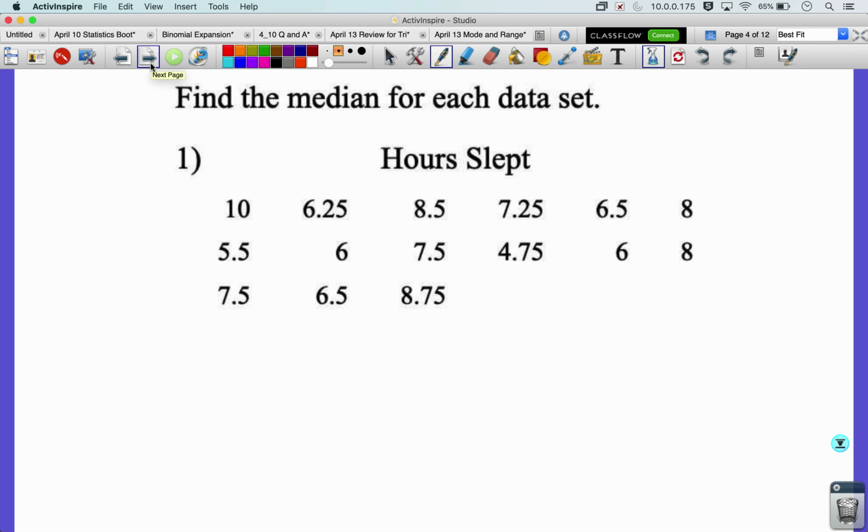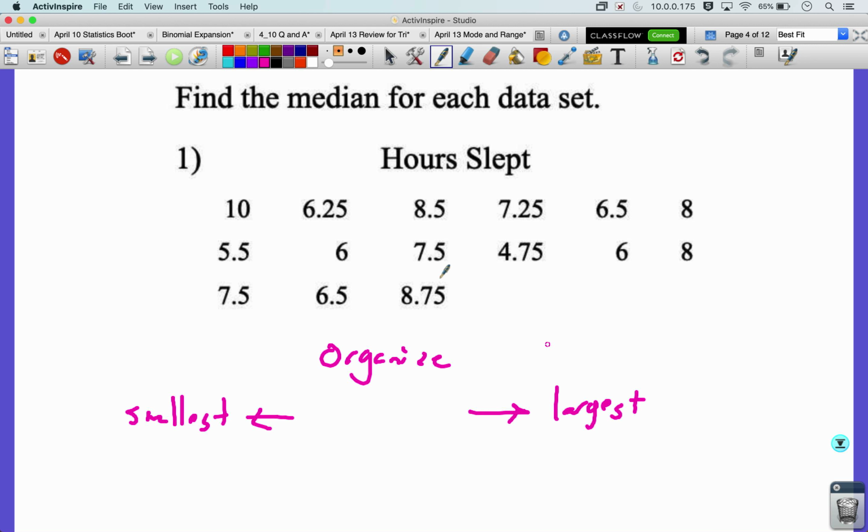Okay, so here we've got some data. We're going to try to find the median of this data. Well, what's making this really difficult is that this data is just sort of all over the place. We have an individual that slept 10 hours, right next to an individual that slept 6.25, then back up to 8.5. So before we can find the median, we need to organize from smallest to largest. This is going to help us if we want to do anything else with this data too.